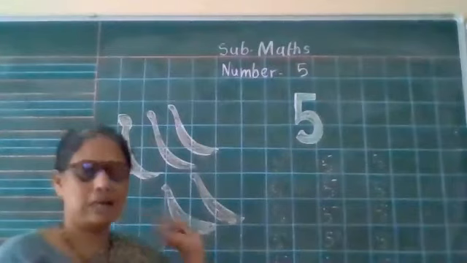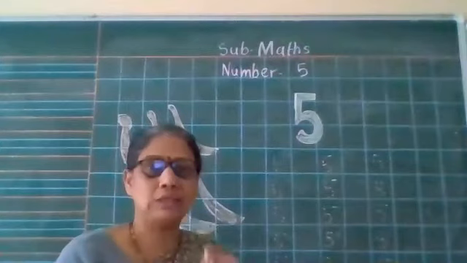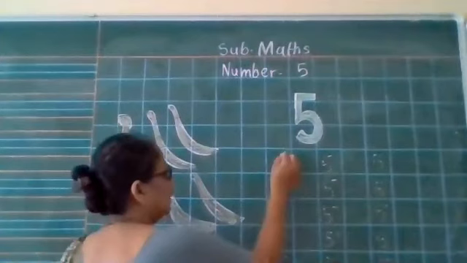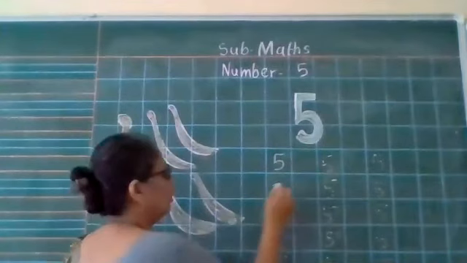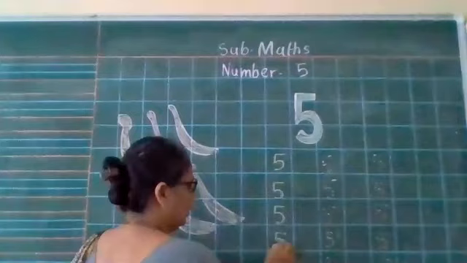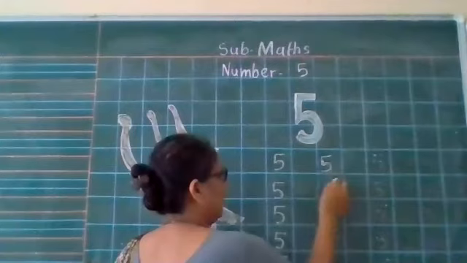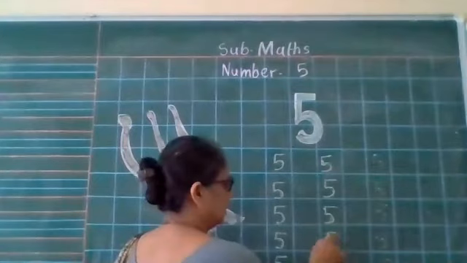Now, dotted lines. You will join the dots and make the number 5. Join the dots slowly, slowly. Carefully, you will draw these 5 numbers. Okay? Which number? 5 numbers. Okay?